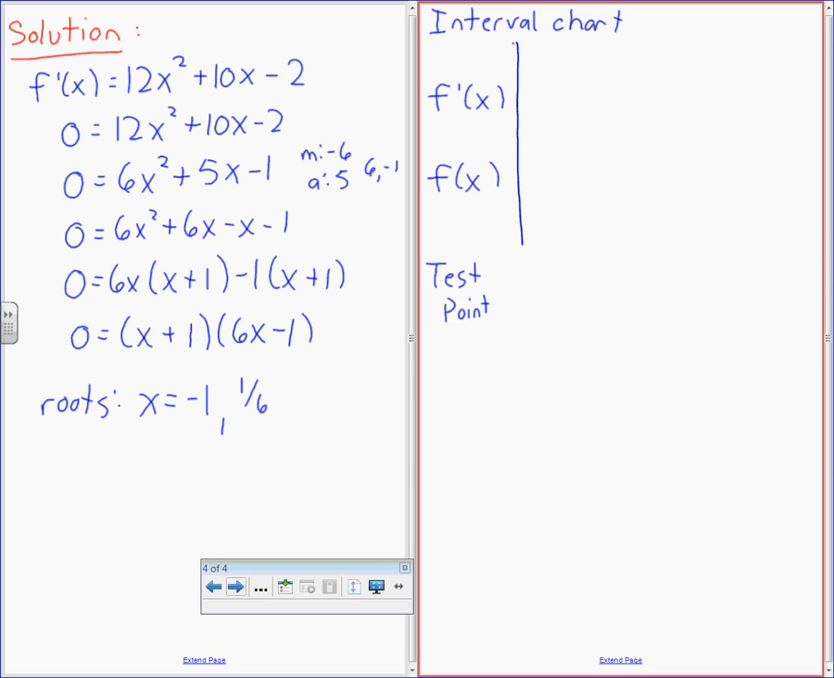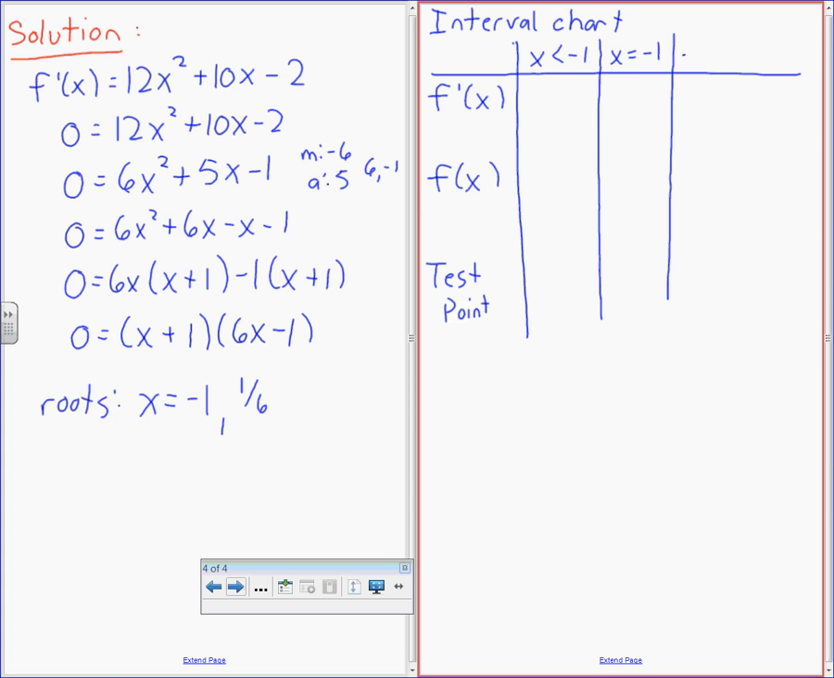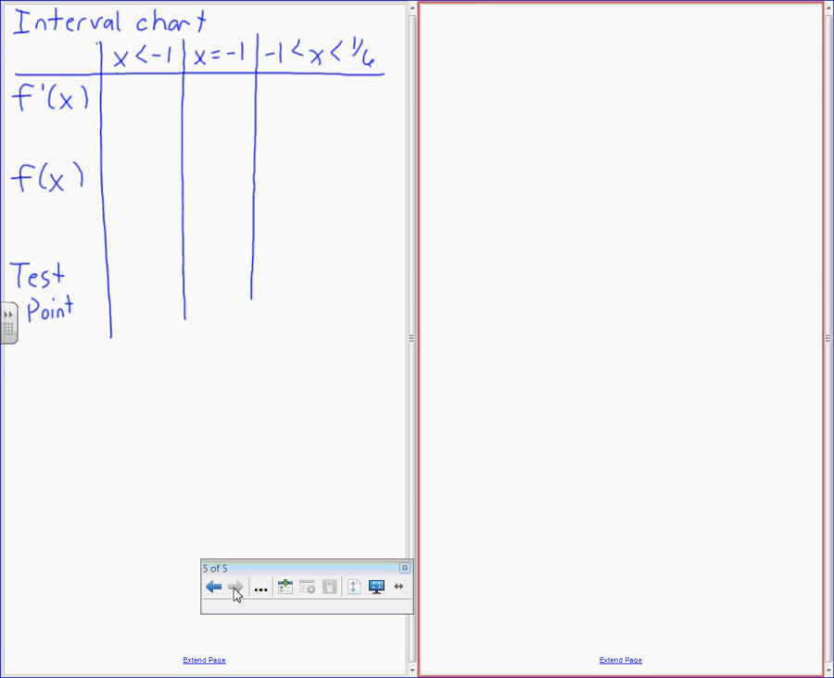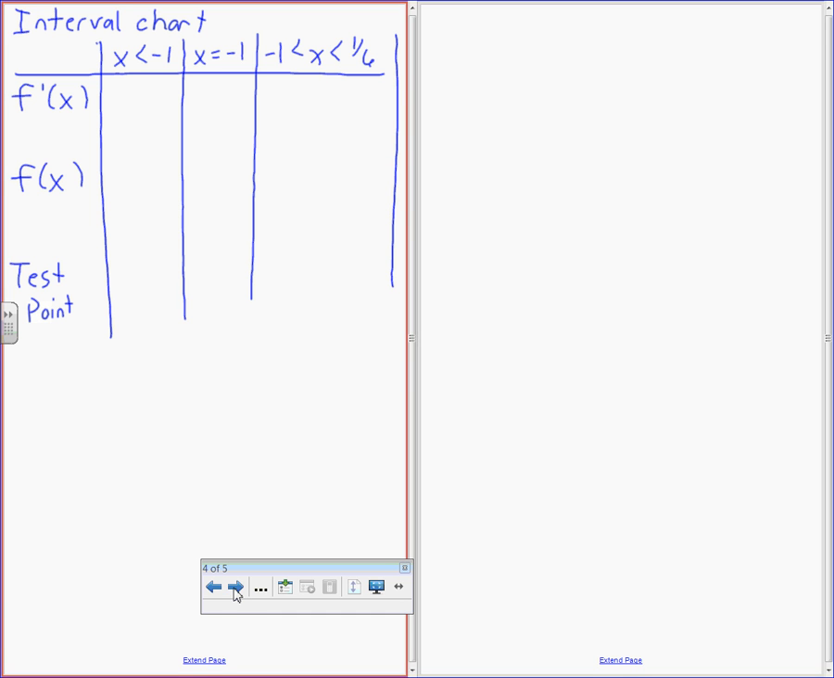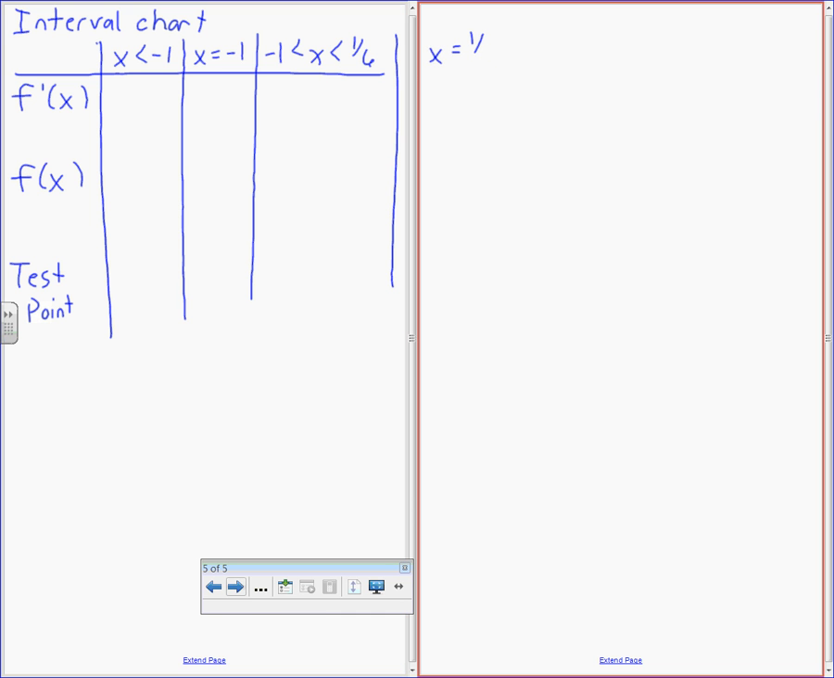Our first interval, and I'm going to make a little chart sort of like this, is going to be to the left of the first root. So we're going to say what happens when x is less than negative 1. Then we're going to have x equals negative 1. Then negative 1 is less than x is less than 1/6. Go to the next board. Then x equals 1/6.